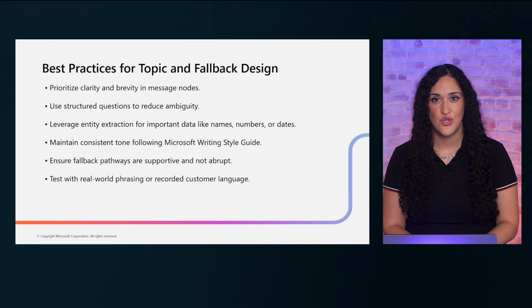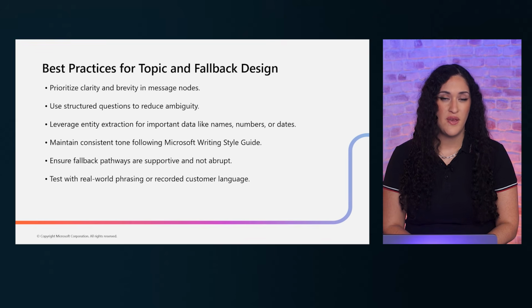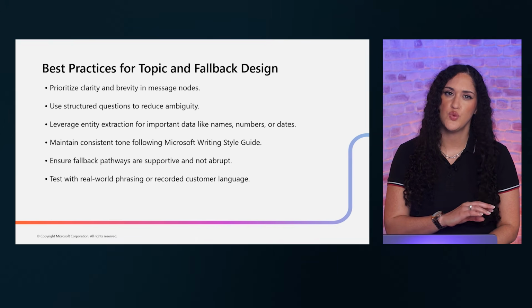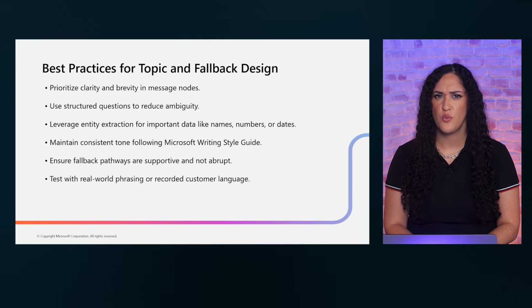Let's wrap up this section with best practices for topic and fallback design. Make sure you prioritize clarity and brevity in every message your agent sends. Use structured questions with clear options when you need specific inputs. Leverage entity extraction to pull key data from user messages automatically. And make sure you maintain a consistent tone aligned with the Microsoft Writing Style Guide.